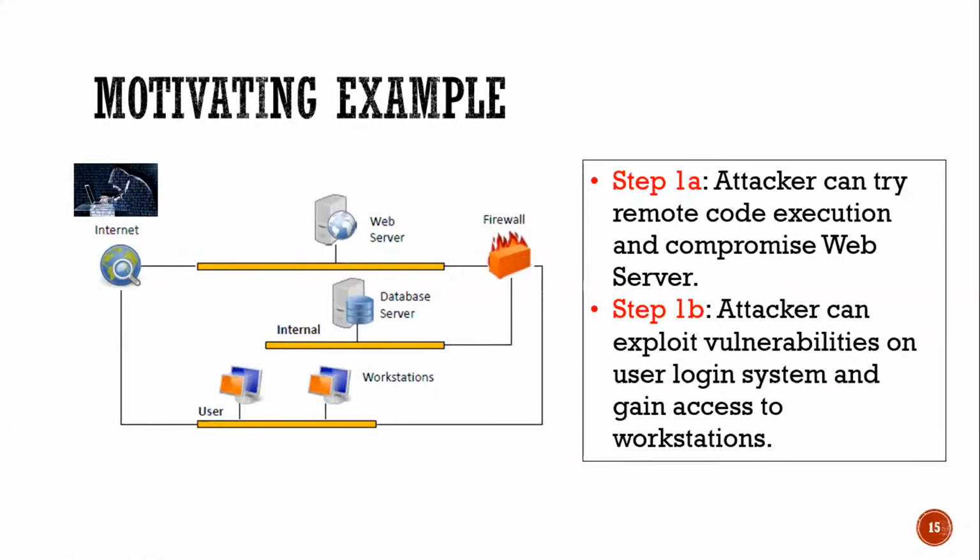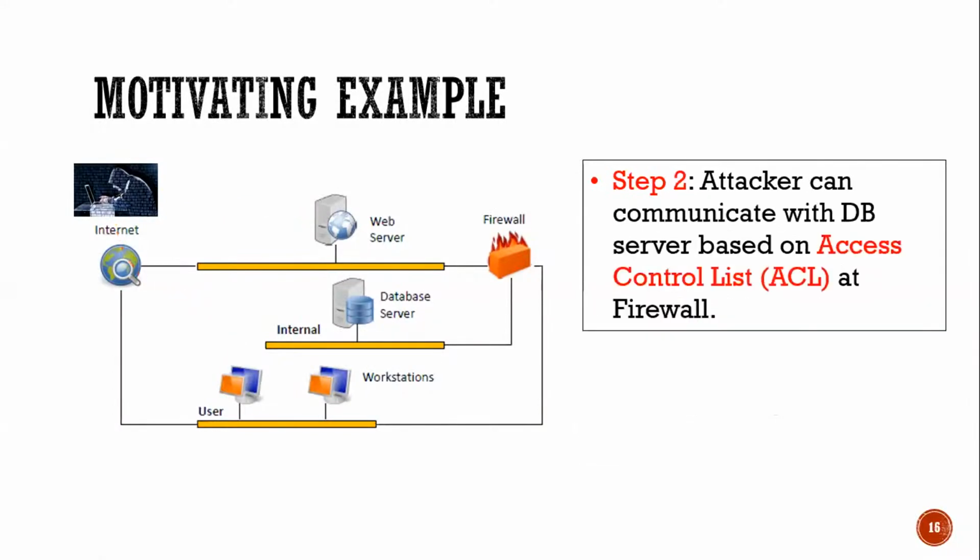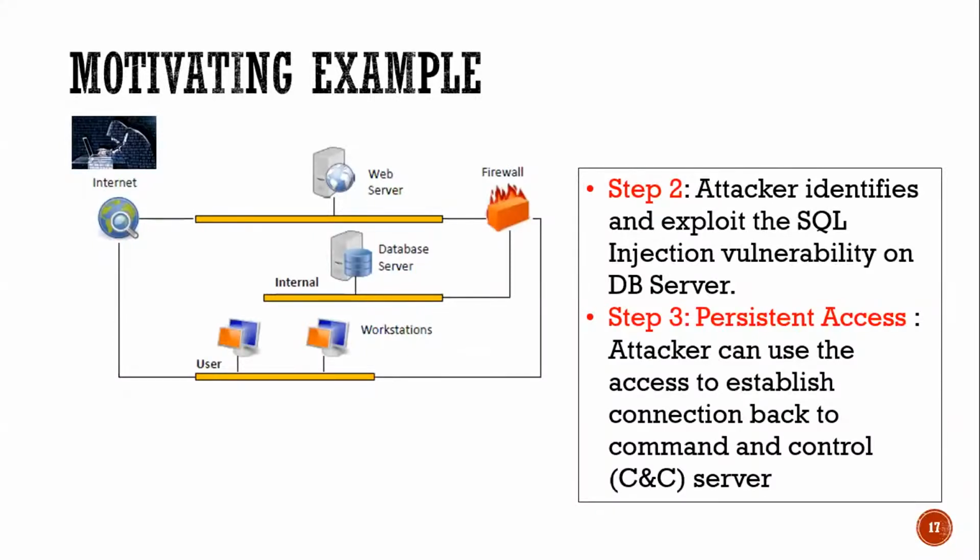So the attacker can try to exploit the web server using a known vulnerability, or he can have some malicious script on a popular website that a user downloads, and that way he can gain access into the workstation. Using this, he can then take advantage of the access control list, which basically allows any network traffic from the web server to go to the database server, or any workstation traffic to go to the database server. That way, the attacker can exploit the SQL injection vulnerability present on the database server, and then use it to gain persistent access to his command and control center.